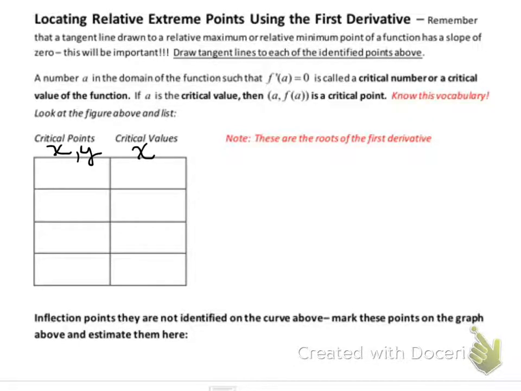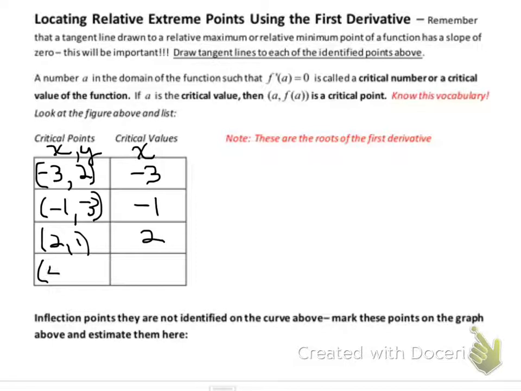So the ones that we've identified are -3, 2, and that's going to be a critical point, and -3 is the critical value. -1, -3, critical point, -1 is the critical value. The next one's going to be 2, 1. Coordinate pair, 2, 1, critical value, 2. Coordinate pair, critical points are 4, -1, and the critical value is 4.